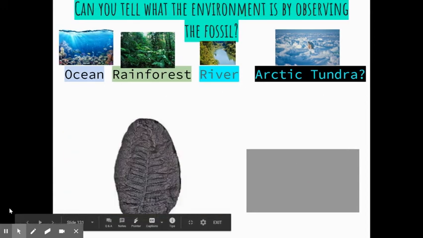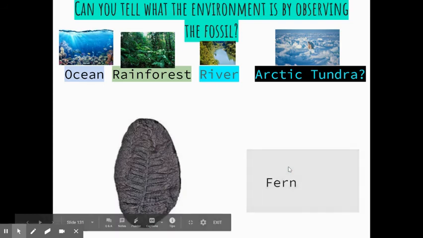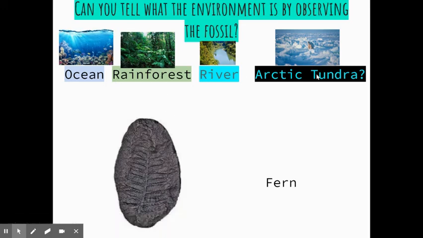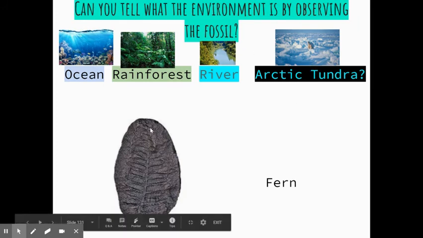Oops. Well, this one is a plant. So that should probably give you a hint right there. It's a fern. And you would likely find this plant in a rainforest, right? All the other ones are aquatic environments, right? But this plant is probably from a terrestrial one, like a rainforest.